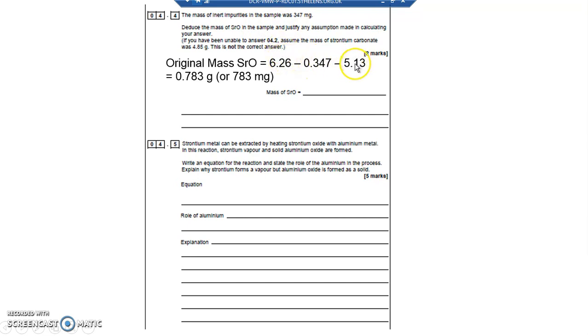Subtract the mass of the strontium carbonate, because remember the ore here, 6.26 grams of ore, has got three things in it. It's got impurities, 0.347, that it tells you here. Converted this into grams by dividing by 1,000. Strontium carbonate, which we've worked out is 5.13 grams, and the remainder then is strontium oxide. So if I subtract the mass of the impurities and the mass of the strontium carbonate from the original mass of the ore, it will tell me the mass of the strontium oxide that was in the original sample, 0.783 grams.